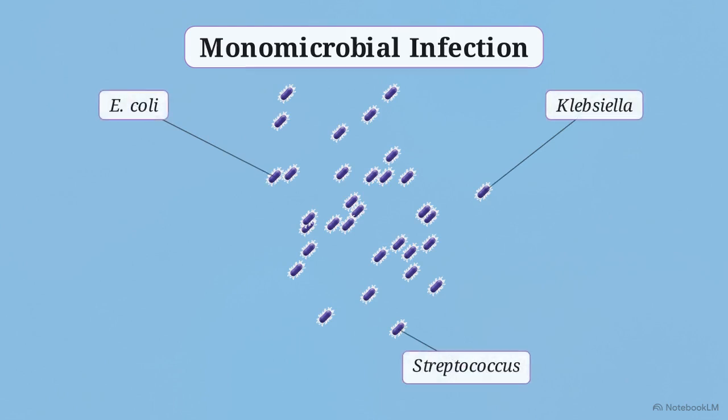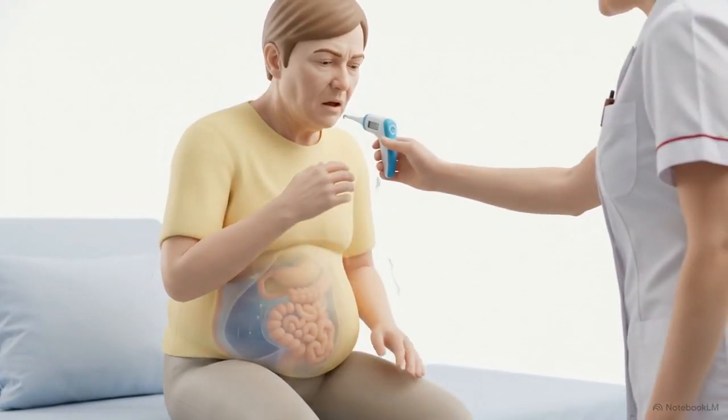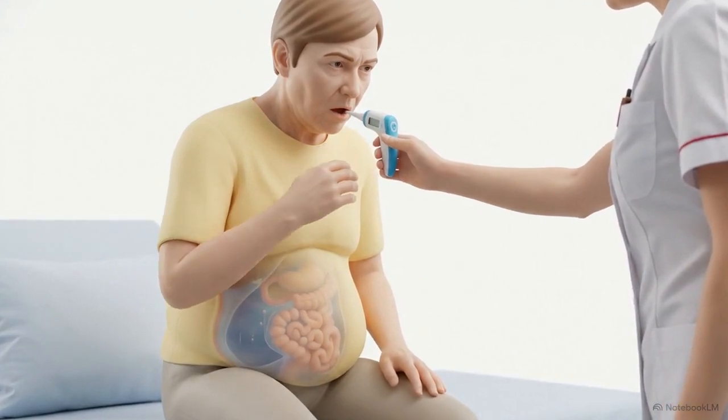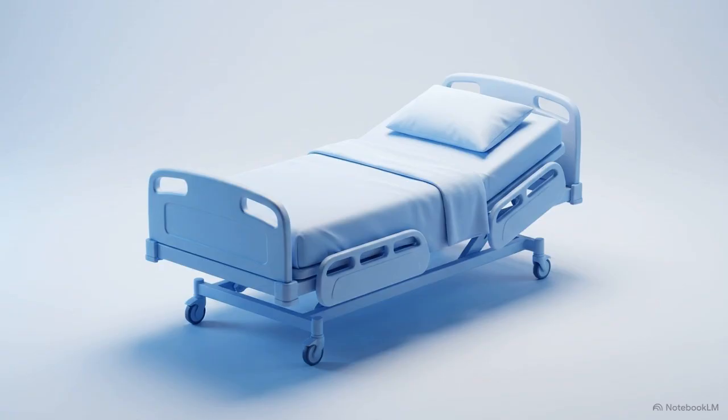A single pathogen class dominates, most commonly E. coli, Klebsiella, or Streptococcus. If a cirrhotic patient with known ascites develops a sudden fever and abdominal pain, the immediate clinical suspicion is spontaneous bacterial peritonitis. Unlike the mechanical rupture of secondary peritonitis, primary peritonitis is a systemic failure of fluid dynamics and local immune defense. Even after an initial infection is treated, the sterile cavity can remain compromised.